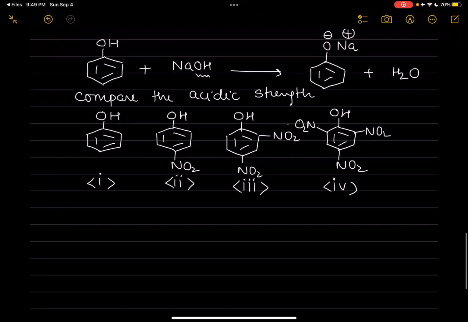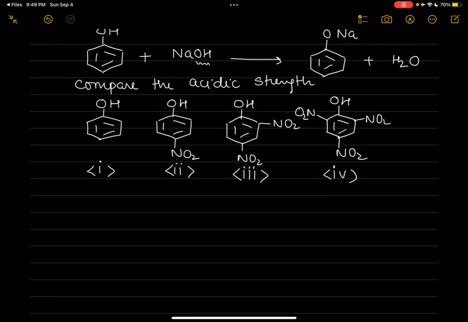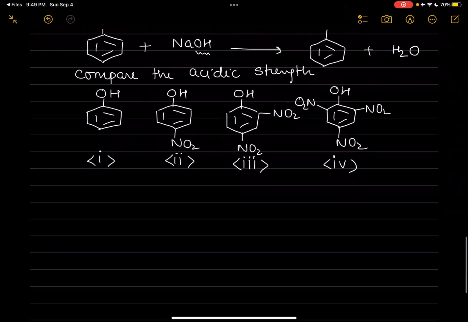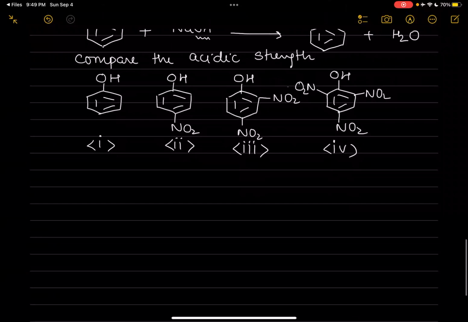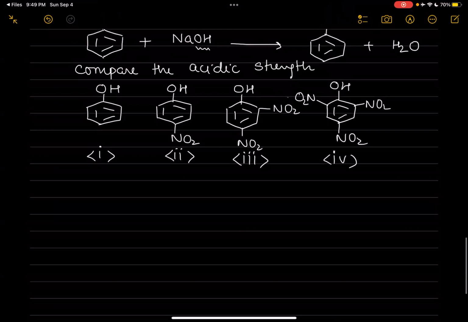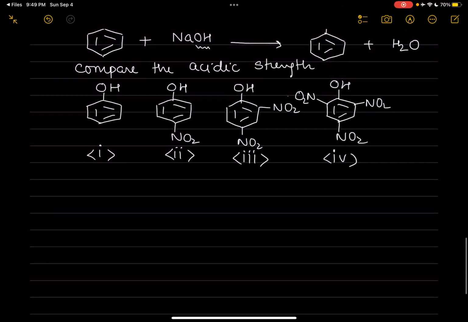Right. Good. So what is the acidic strength of these phenols that we can compare? Which is most acidic? Alcohol, phenol, ether, aldehyde, ketone, carboxylic acid. And biomolecules. Okay.